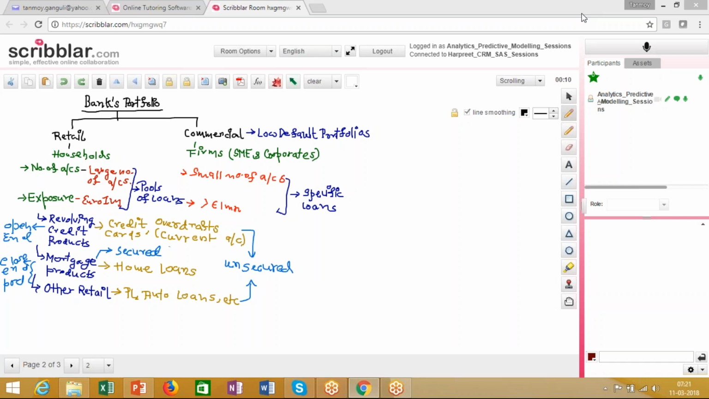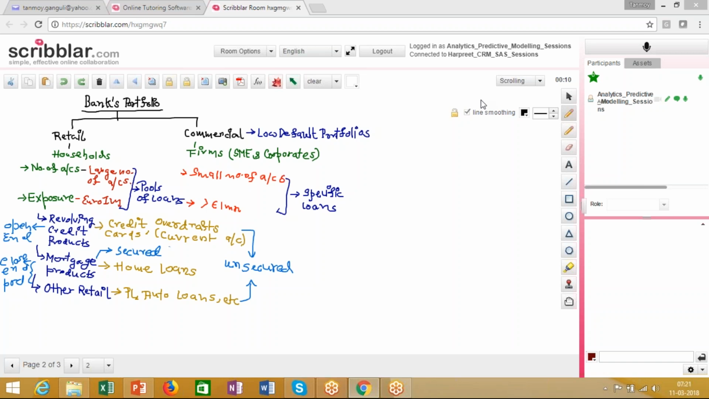Okay, so as I was saying, in the retail products, there are two broad types of lending products. One are the open-ended products, and second is the closed-ended products. Now, within the open-ended products, we have mostly the revolving products. Revolving products are called open-ended products because these products do not have any maturity time. So you are taking money, you are paying it back, you are releasing some limit, and then you are again using it. That is the way it works, and hence it's called a revolving credit product as well.